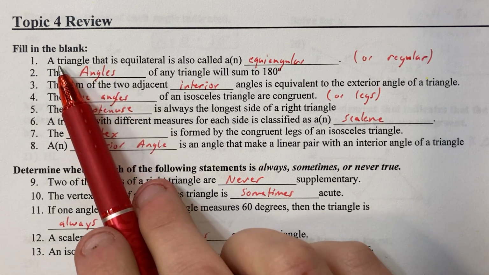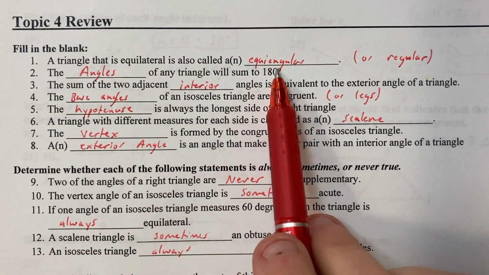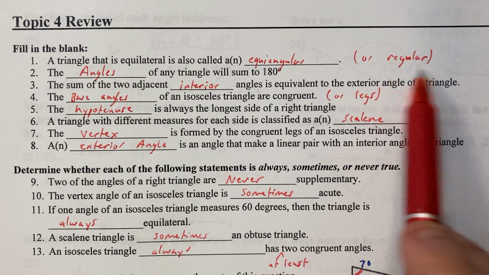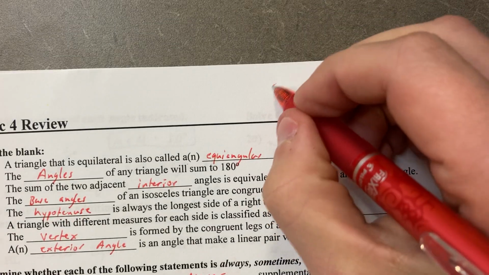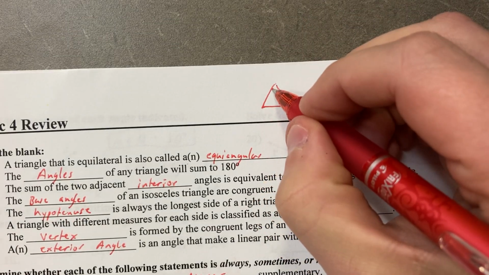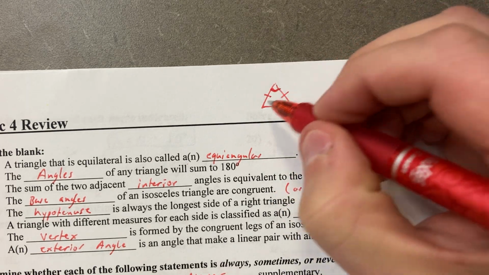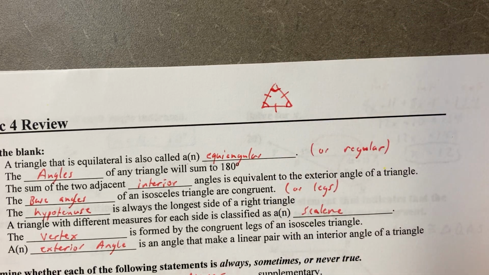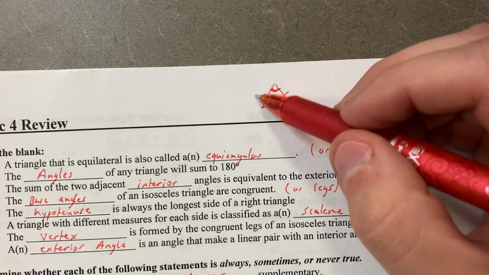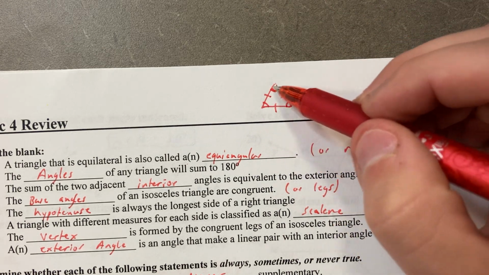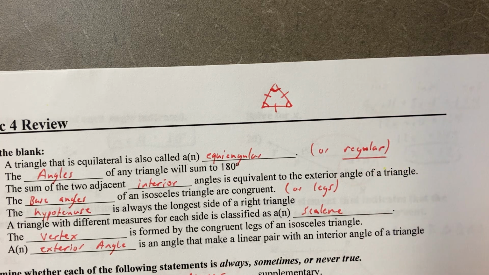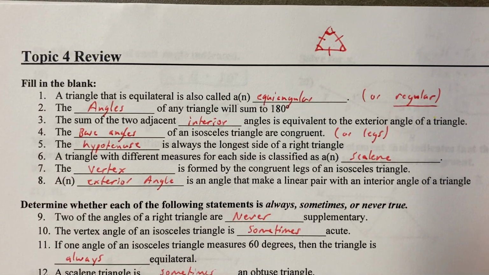A triangle that is equilateral is also called equiangular, or you could call it regular. In the case of a triangle, if it's equilateral, that means all the sides are the same, then you can infer that all of the angles will also be the same. That works in a triangle only. It doesn't work in a quadrilateral, it doesn't work in a pentagon. We call that regular. If it has everything the same, all angles and all sides, it's called regular. So keep that in mind.